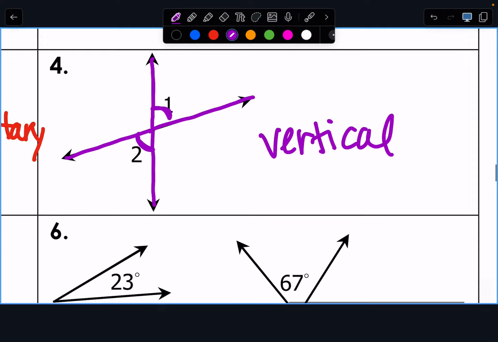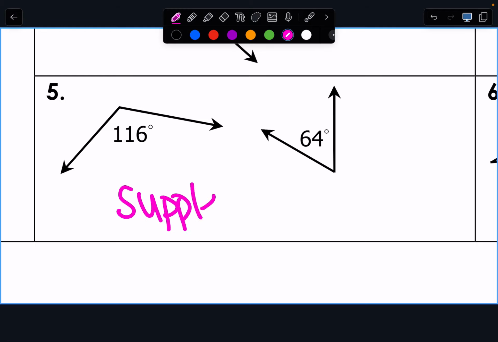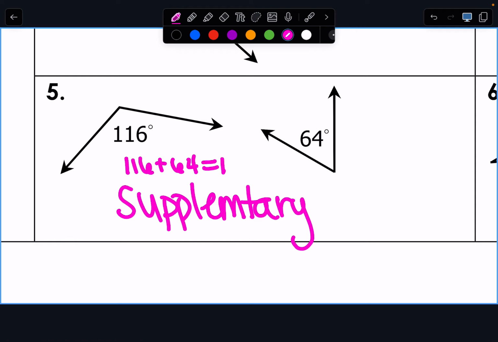All right, Carlos, what do you think about number 5? All right, Carlos said that number 5 is supplementary. Matthew, is 116 plus 64 equal to 180? Yeah, okay, so Carlos is right. Good job, Carlos. Okay.